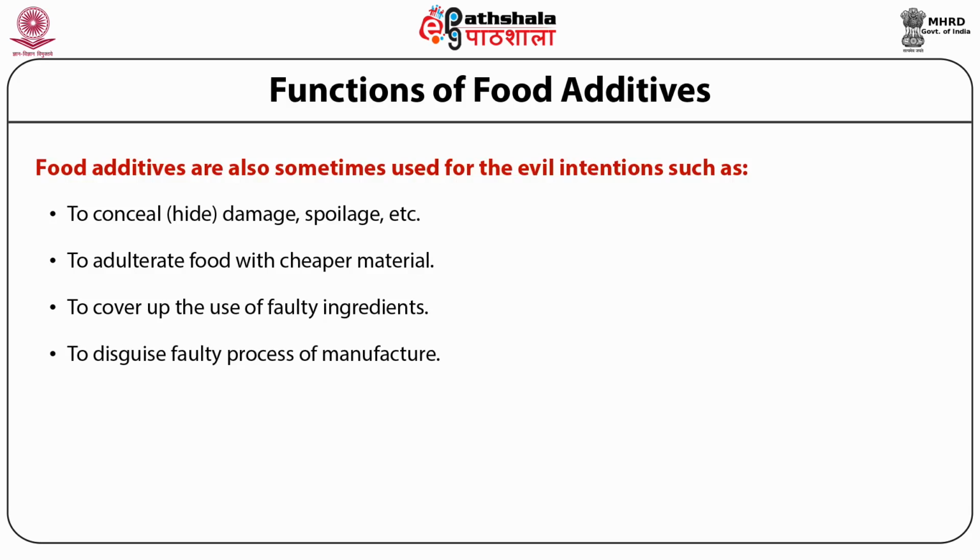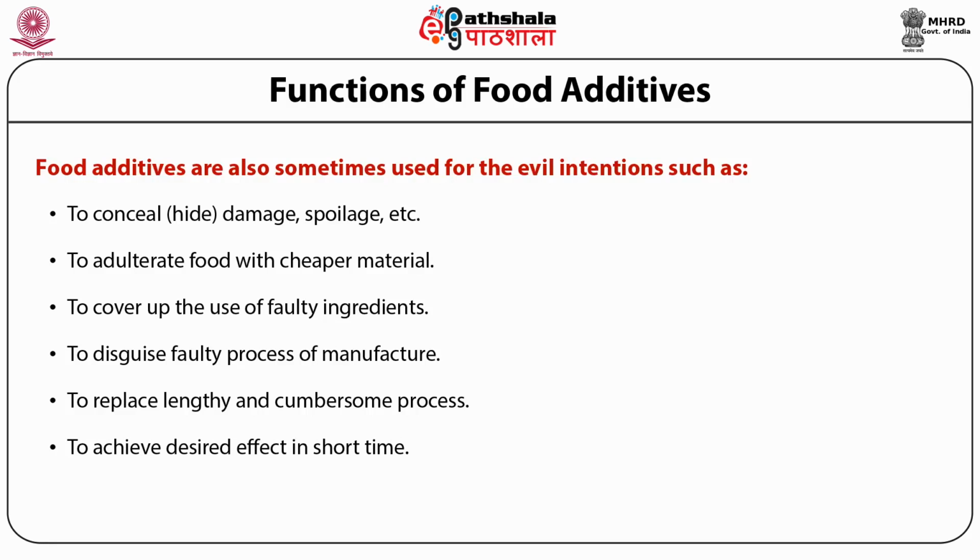Then you can disguise a faulty process of manufacture. Same, if your process is not proper, food is not proper, you may add some food additives to improve the quality, seemingly to improve the quality, I should say. Then to replace a lengthy and cumbersome process, so shortcut processes, like if we use cultures to acidify a product, direct addition of acid may shortcut a product process. Then to achieve a desired effect in short time, okay, similar effect. And finally, to hide the adulteration of the foods. So many a time water is added in milk, and some SNF source like some carbohydrate may be added to conceal the fact that water is added, and it is not detected during analysis.